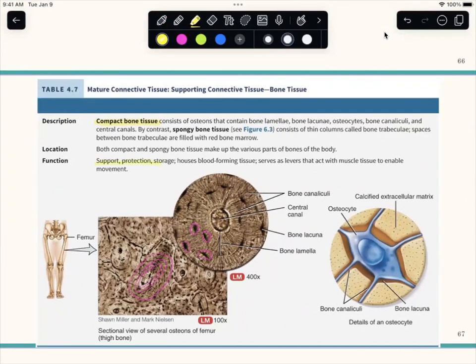It protects. Storage. We have that yellow fat stored in our bones. We also make blood. We make blood cells in our bones, and that red bone marrow, that yellow bone marrow, that red bone marrow.